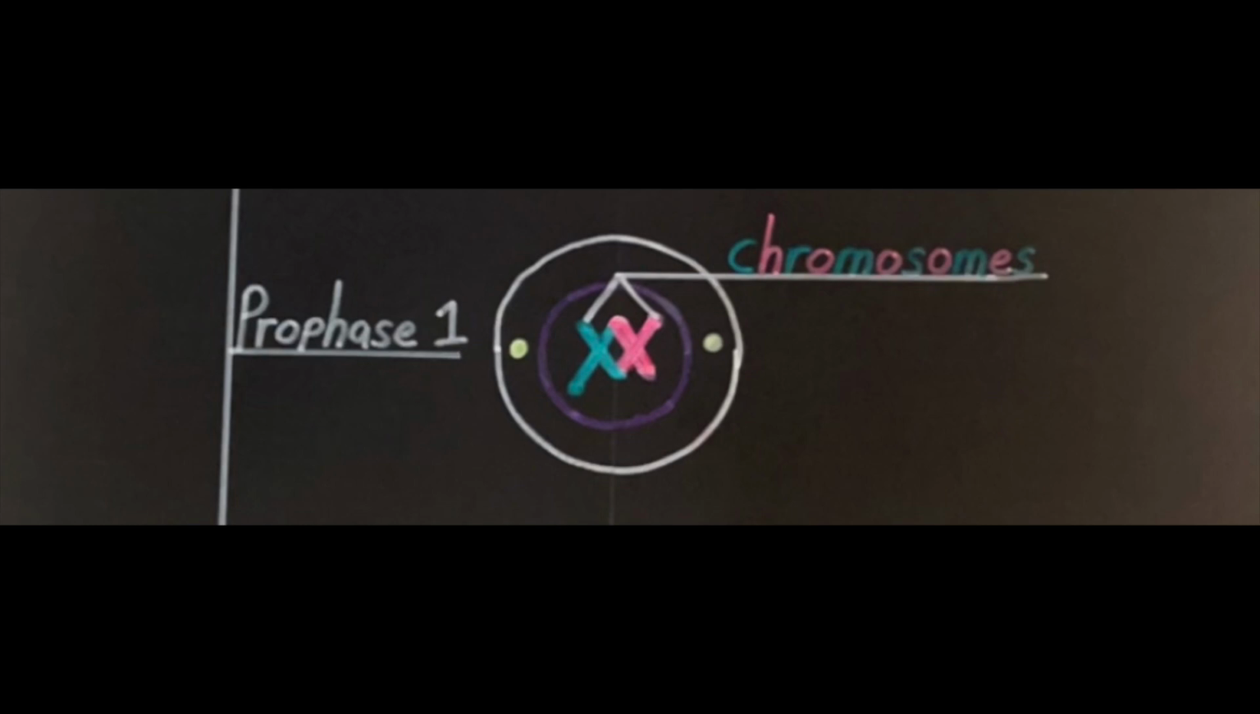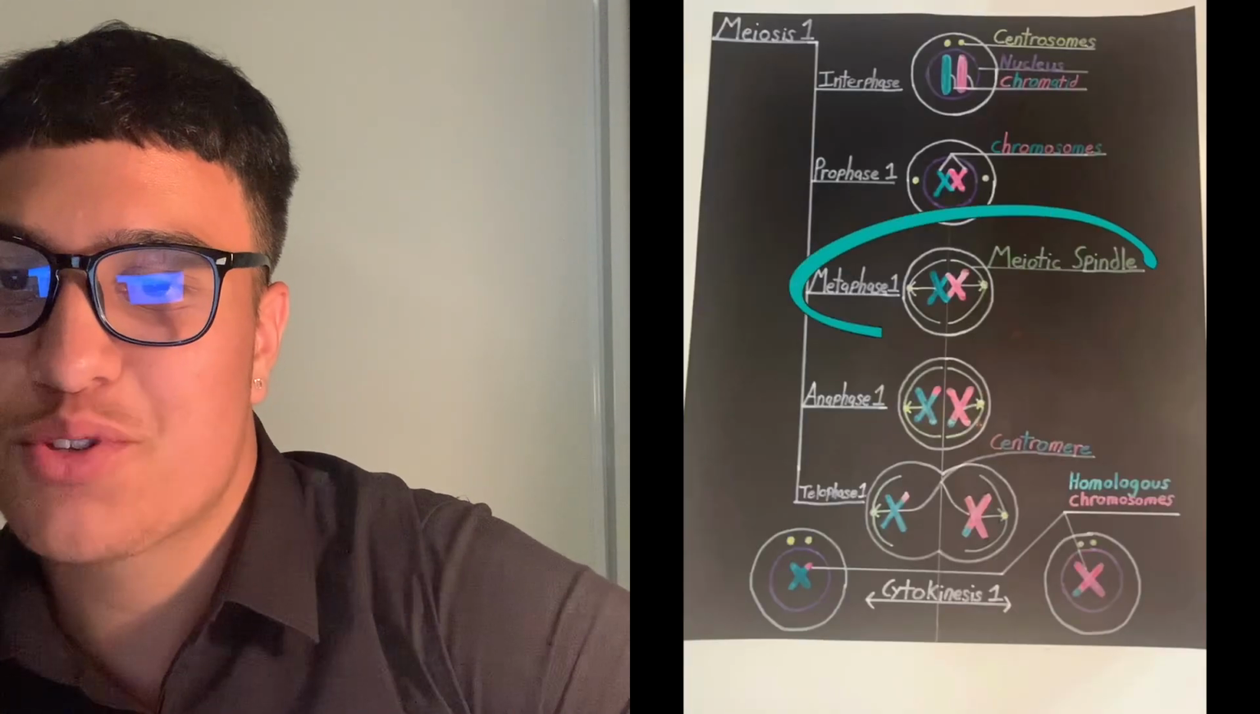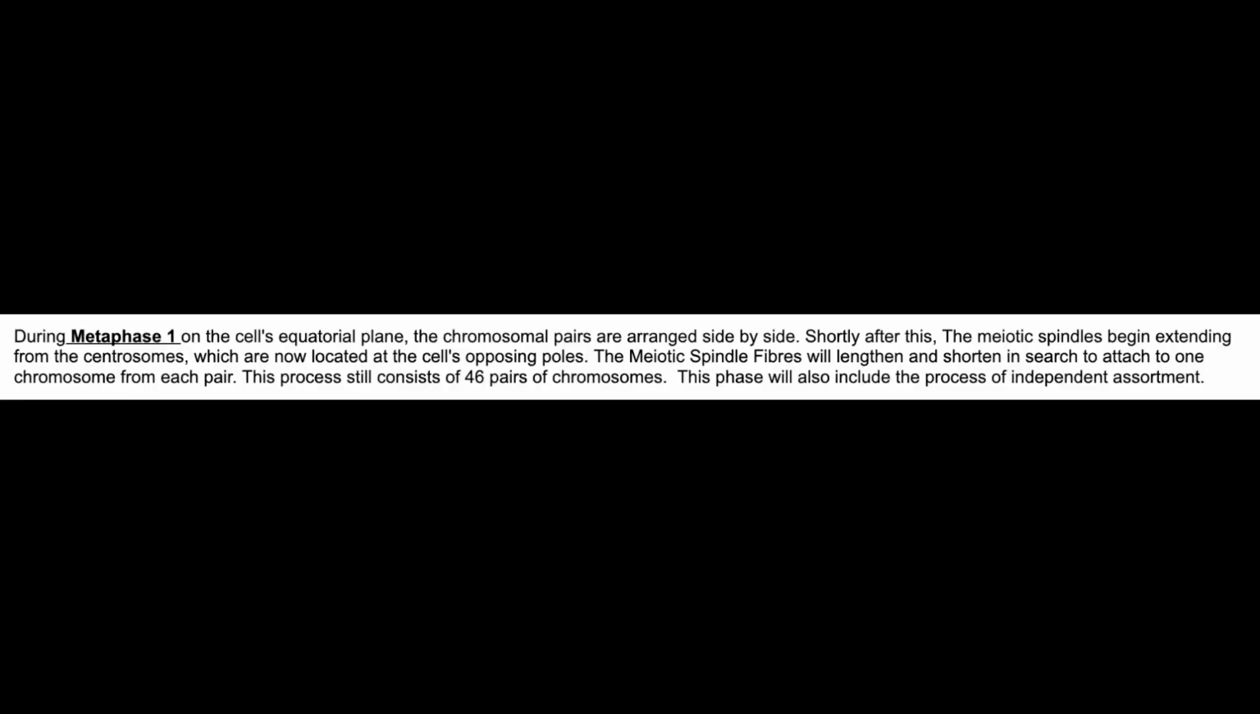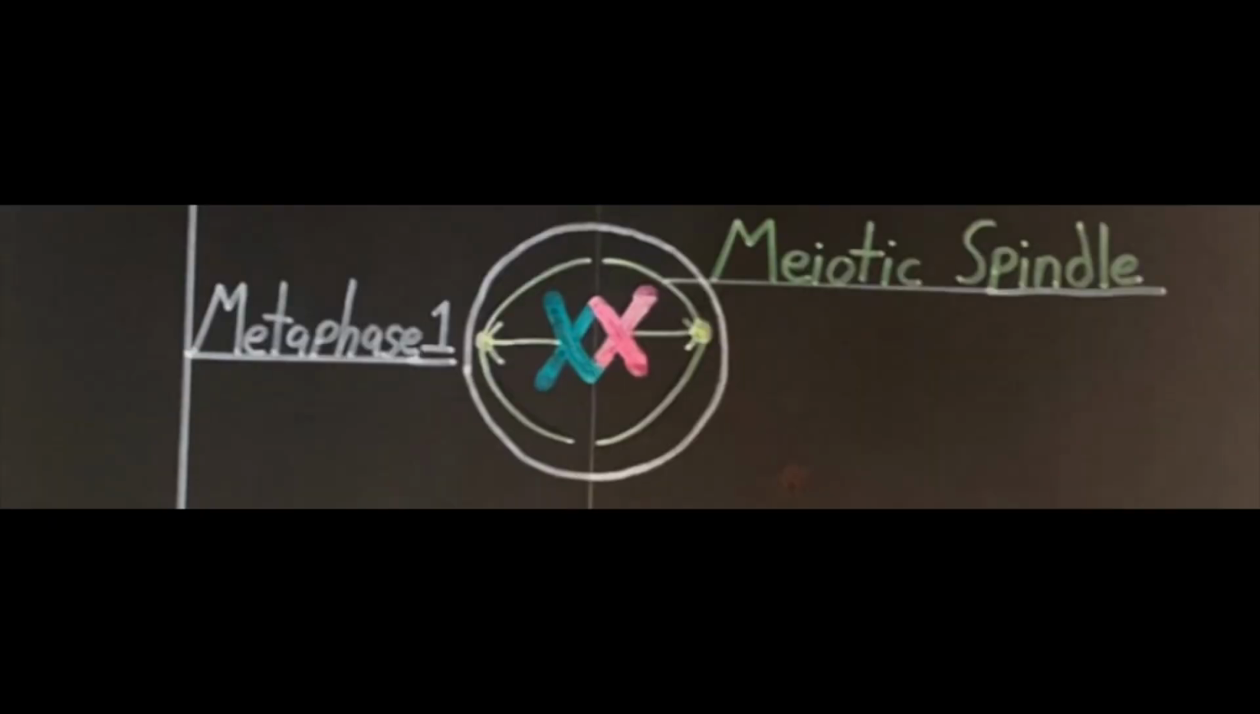During this entire phase, there are still 46 pairs of chromosomes. During metaphase 1, on the cell's equatorial plane, the chromosomal pairs are arranged side by side. Shortly after this, the meiotic spindles begin extending from the centrosomes, which are now located at the cell's opposing poles. The meiotic spindle fibers will lengthen and shorten in search to attach one chromosome from each pair. This process will consist of 46 pairs of chromosomes, and this phase will also include the process of independent assortment.